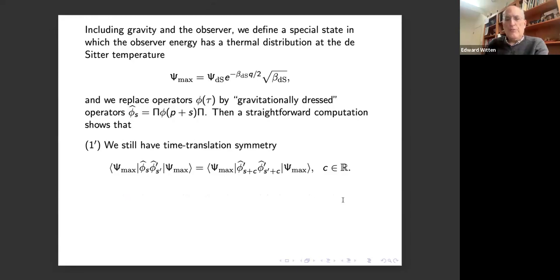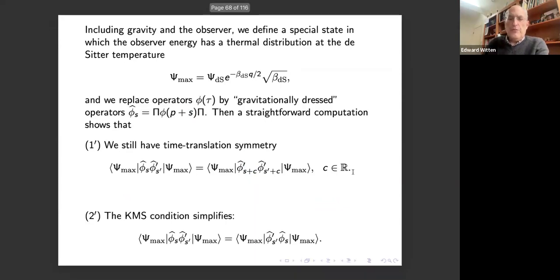The first is we still have time translation symmetry, but it acts on this parameter s, shifting s by a constant. So that property is obvious. What's much less obvious and much deeper is that the KMS condition simplifies. In the absence of gravity, the KMS condition involved a shift by minus i beta. In the presence of gravity, there's no shift.